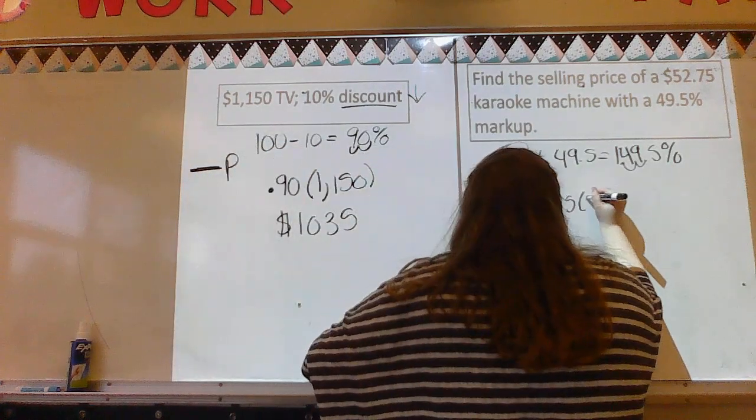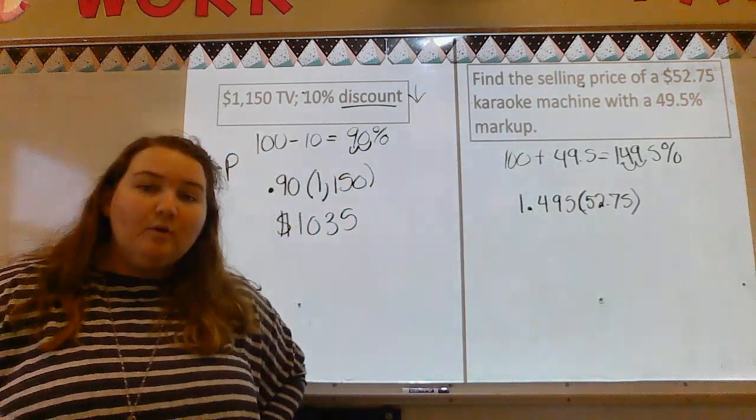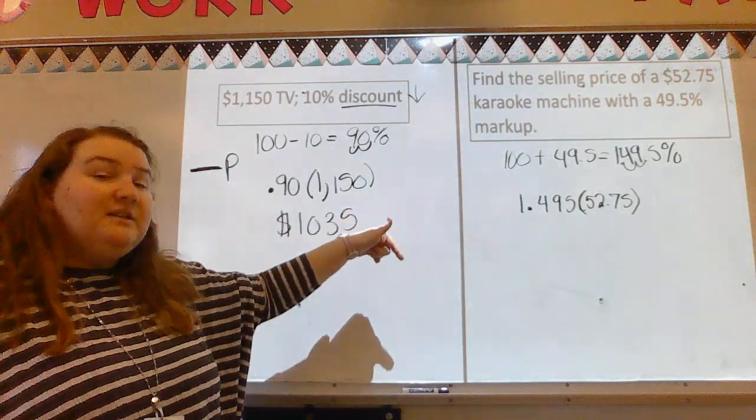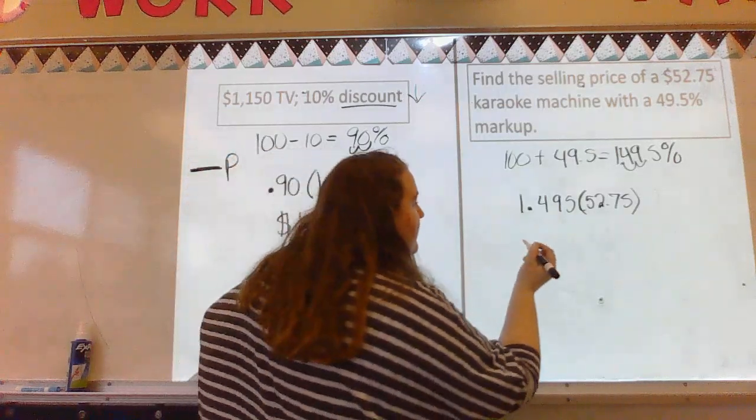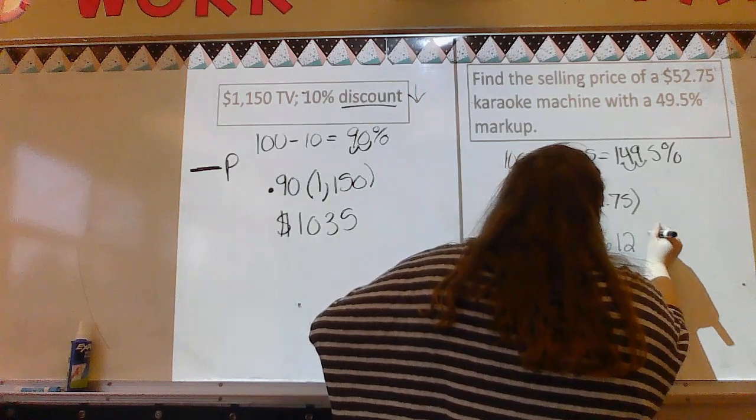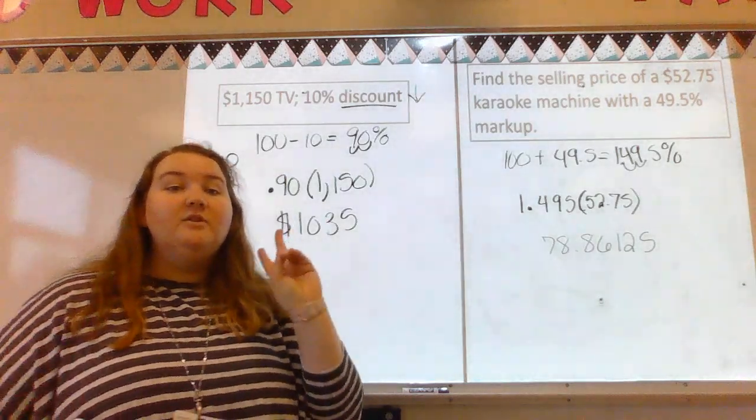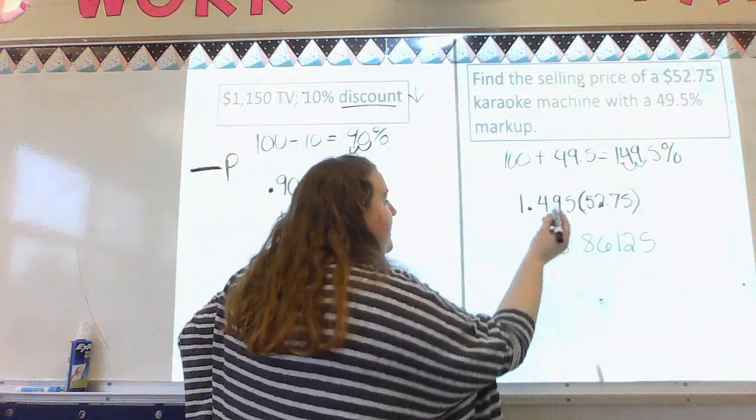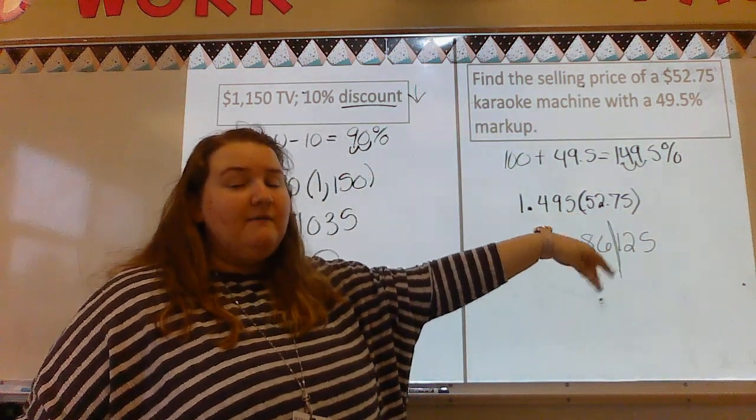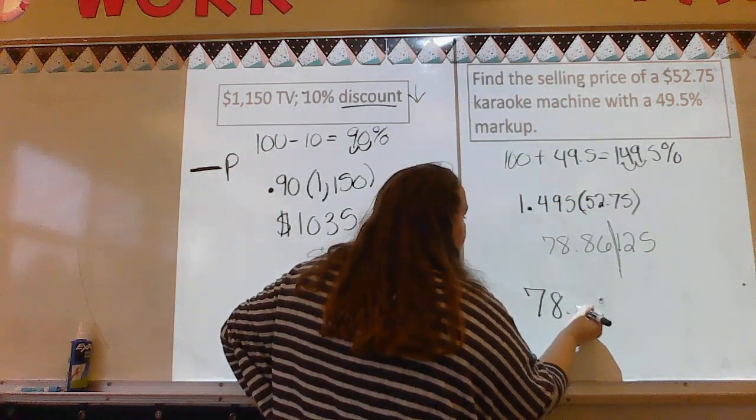My price is $52.75. Now, notice I'm putting my prices in parentheses because parentheses tells me I have to multiply. Okay, so when we put that in a calculator, we get something long. It looks like, when we multiply these, we get 78.86125. Okay, again, it's money. Money can only have 2 decimal places. So I'm going to come over here and I'm going to cut it off at 2. And because there's a 1 on that side of the cutoff, it means I'm going to leave my numbers. I'm not going to round it up. So I'm left with $78.86.